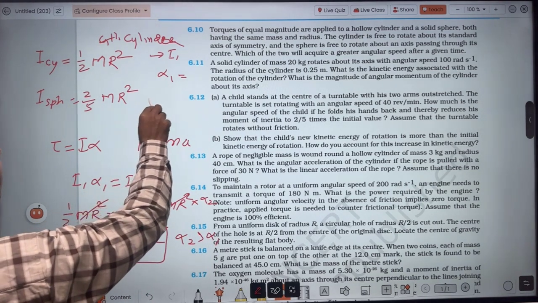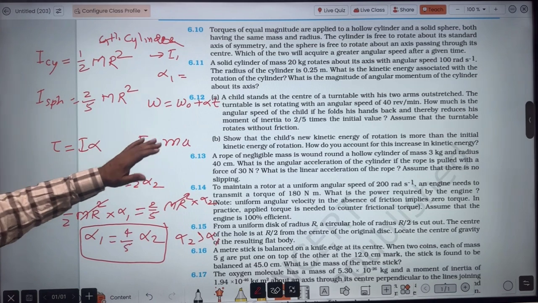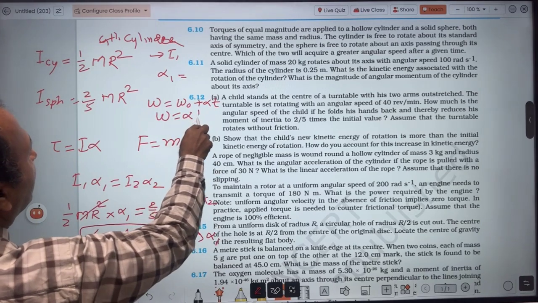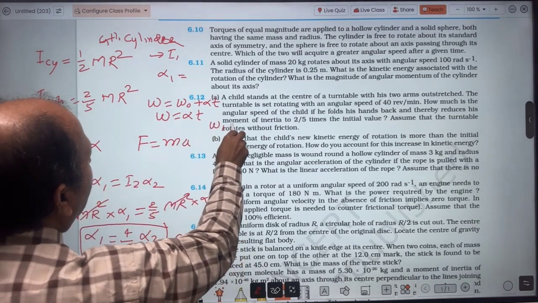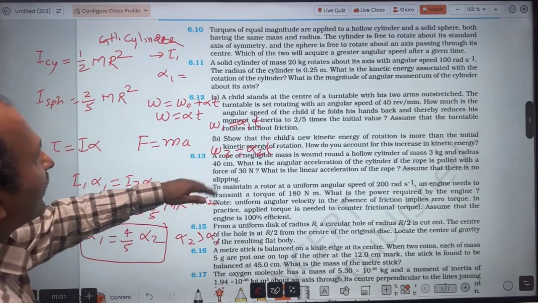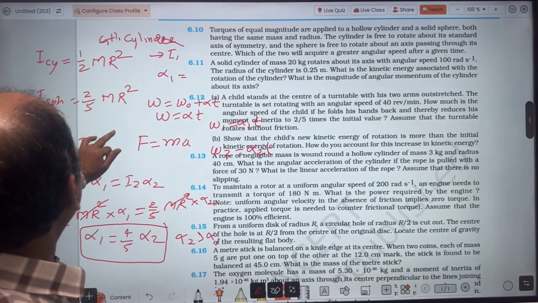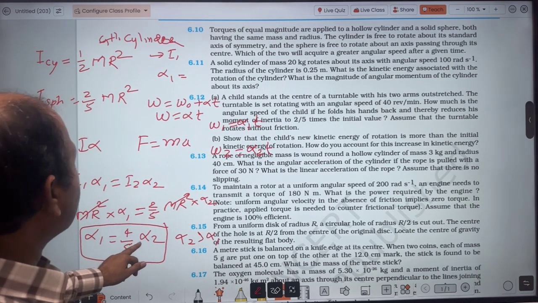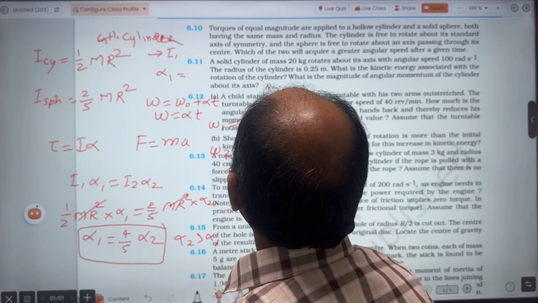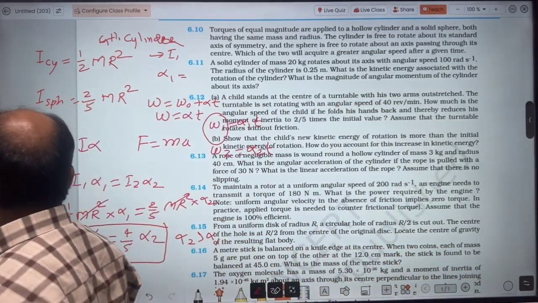Now omega equal to omega 0 plus alpha t. If we assume that both start from rest, the first term will not be there, so omega will be equal to alpha t. Time is same, so omega 1 equal to alpha 1 t and omega 2 equal to alpha 2 t. We have seen that alpha 1 is less than alpha 2. So if alpha 1 is less than alpha 2, time is same, then obviously omega 1 will be less than omega 2. I think you have understood.